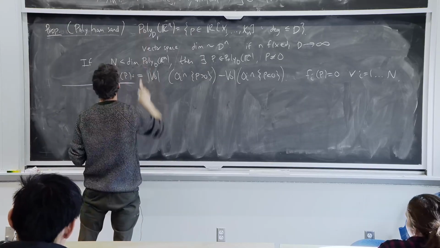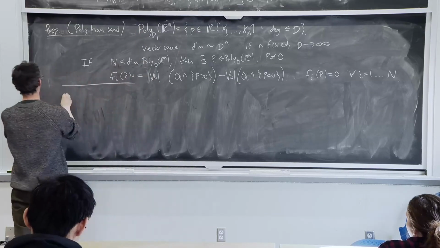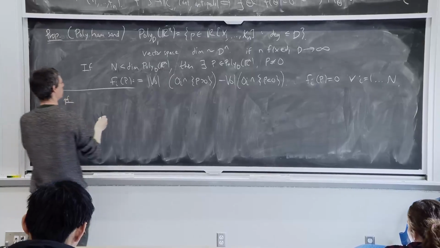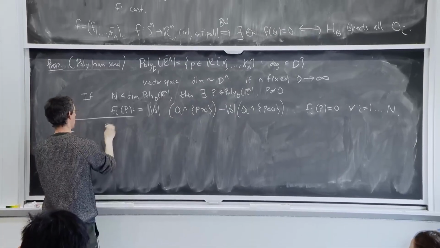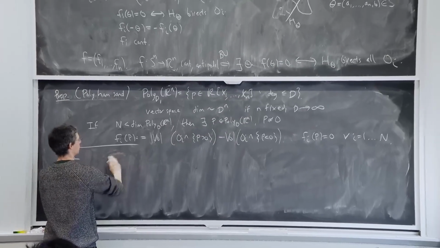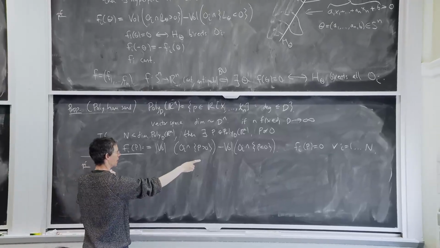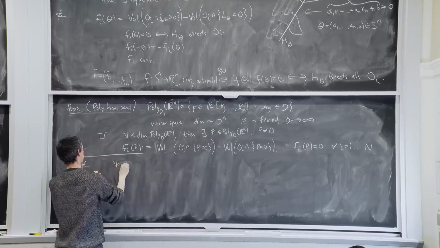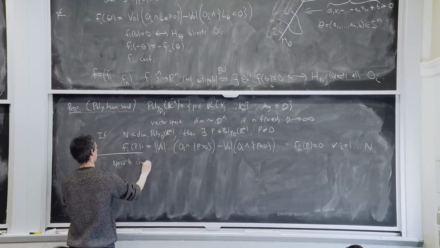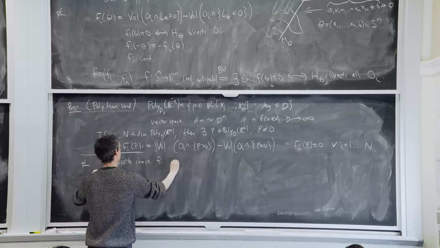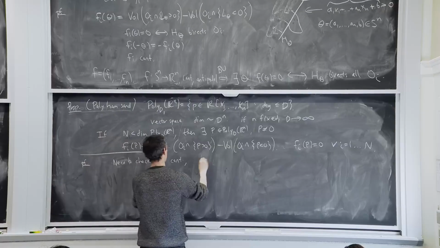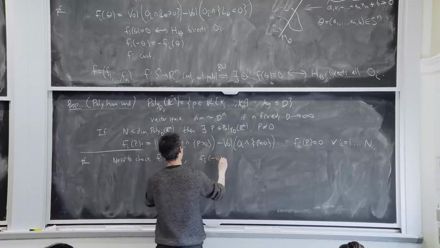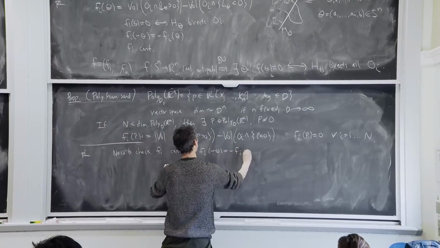The proof is essentially the same as this. So proof, what do I need to check? Well, I just need to check that fi are continuous and fi of negative theta is negative fi of theta.